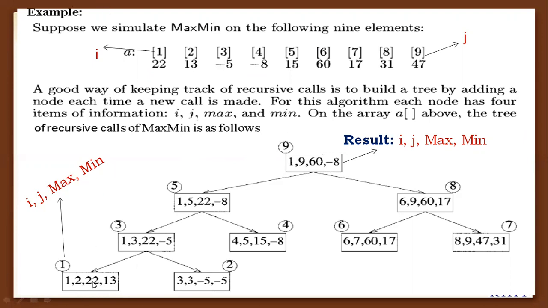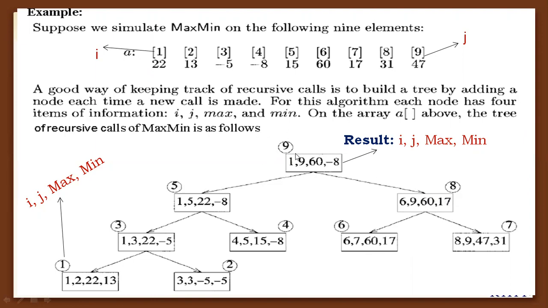So here minimum is 22, maximum is 22. Here both minimum and maximum are minus 5. In this node, minimum is minus 8, maximum is 22. Here maximum is 15, minimum is minus 8. Here the maximum element is 60, minimum element is 17. Here the maximum element is 47, minimum element is 31. And here the maximum element is 60, minimum element is 17.